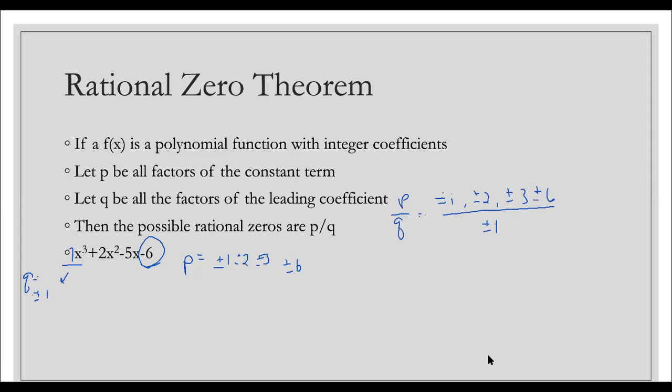So in this case, when our leading coefficient is just 1, then we just have all of the factors of our constant. So our possible rational zeros just become plus or minus 1, plus or minus 2, plus or minus 3, plus or minus 6. So these are our possible zeros. Again, it doesn't tell us what they are. It just gives us a smaller set of numbers to look for our zeros within.